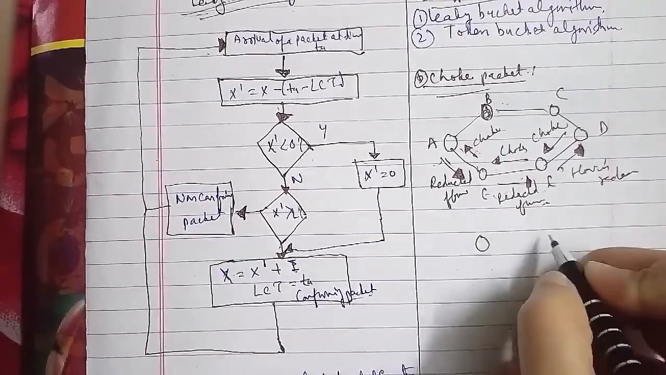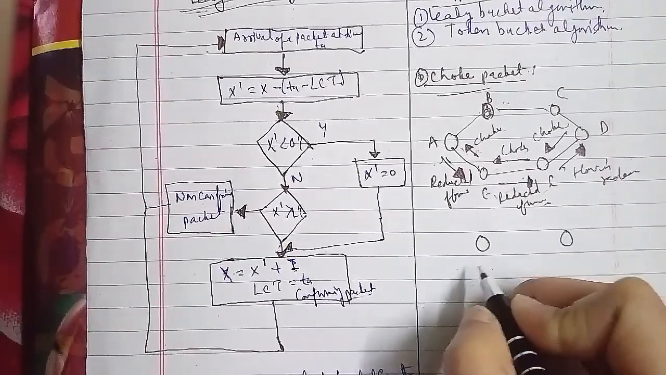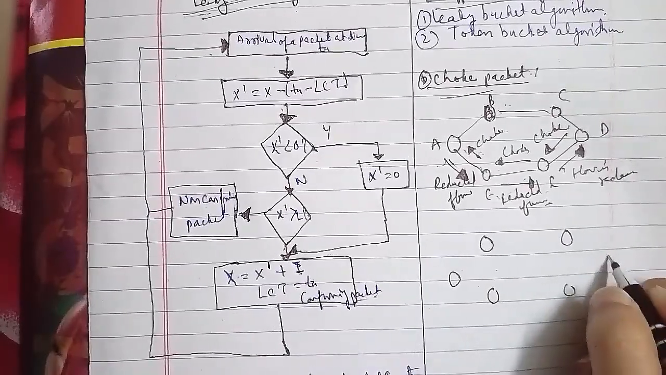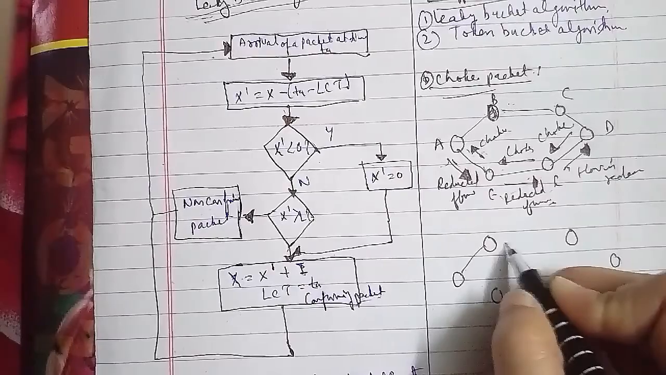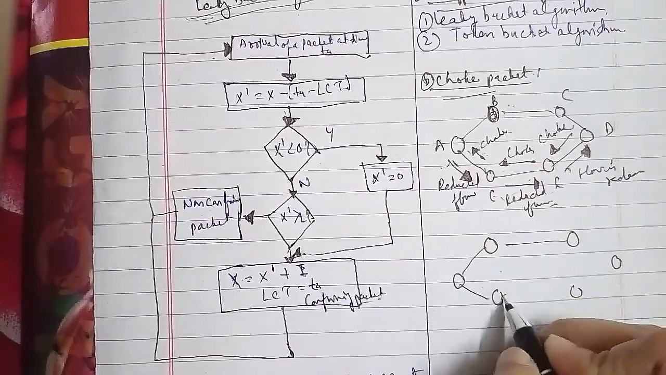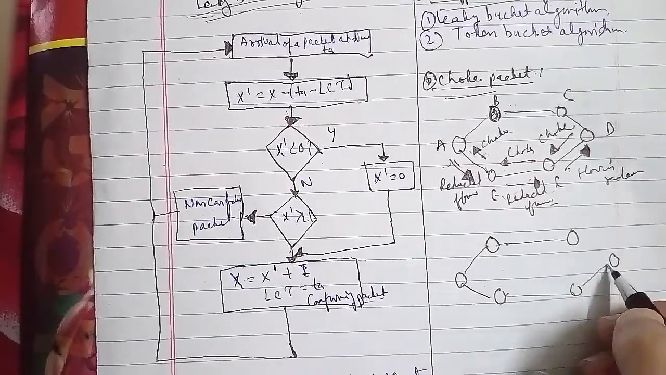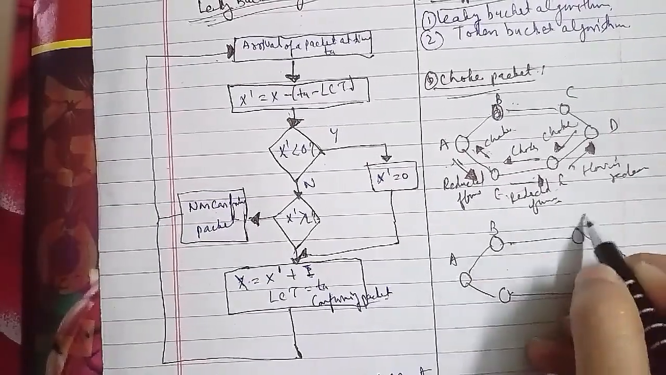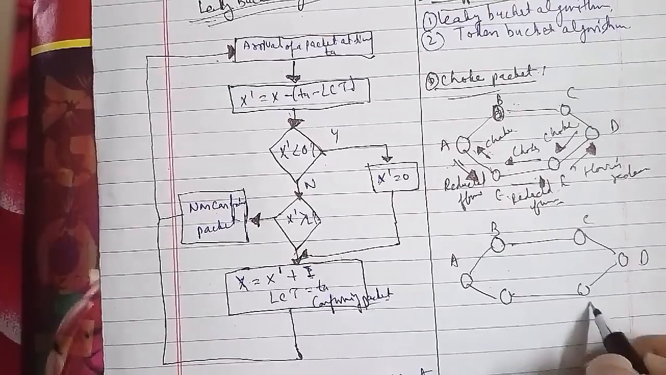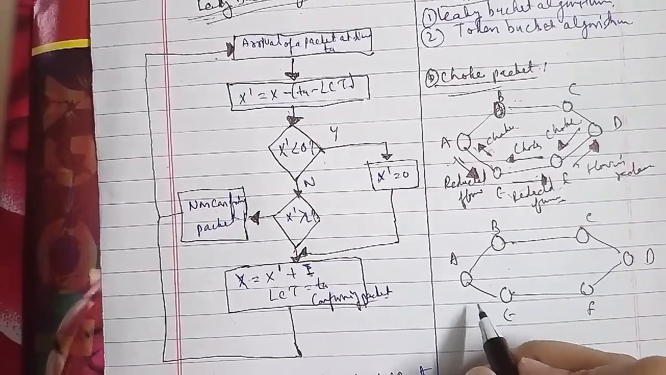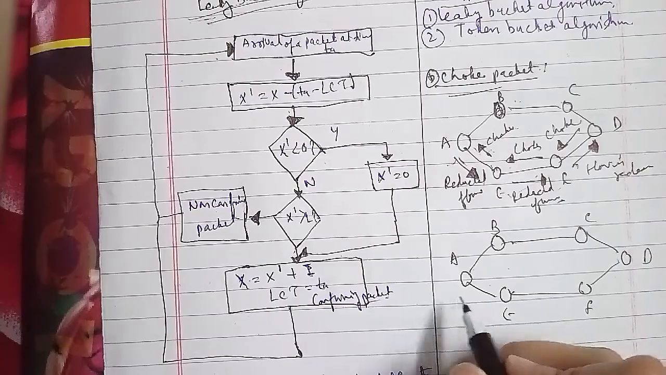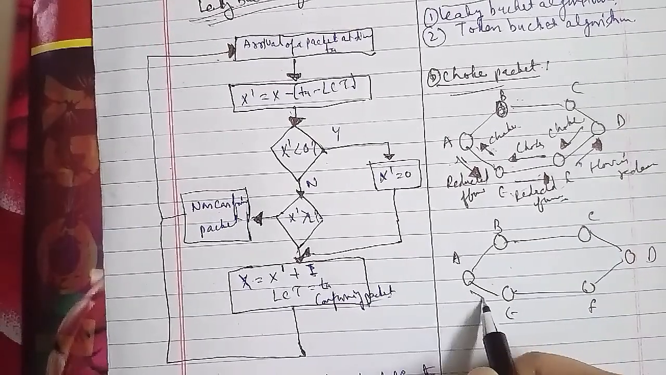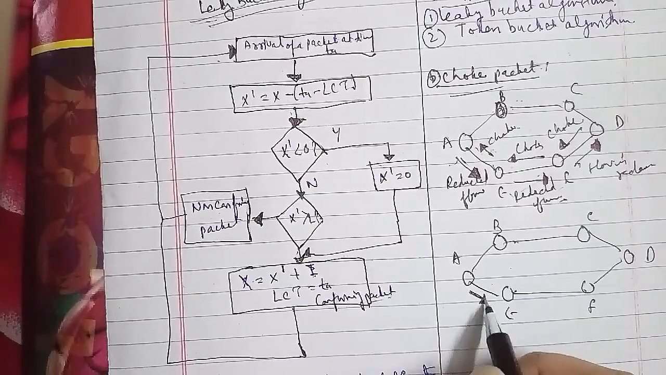The choke packets follow exactly the reverse path of the traffic flowing packets. The choke packet reaches node F, and immediately after reaching node F, the traffic flow towards node D reduces. So when it comes here, there is a heavy flow, and after that it reduces the flow here. And after the heavy flow, it will choke here as well.